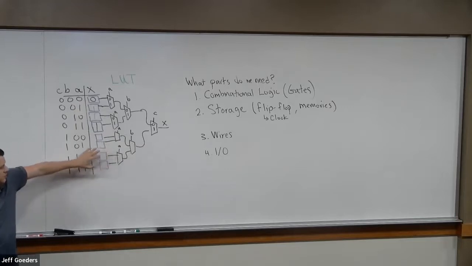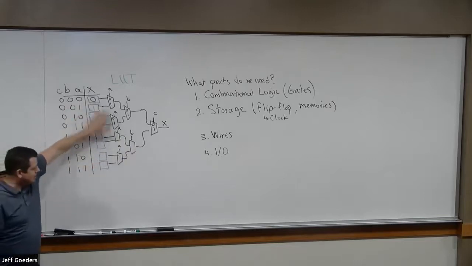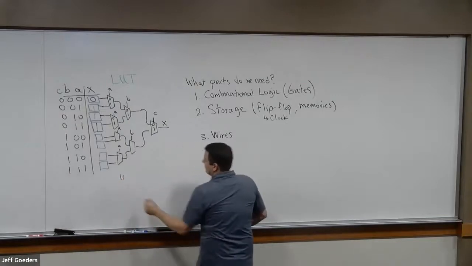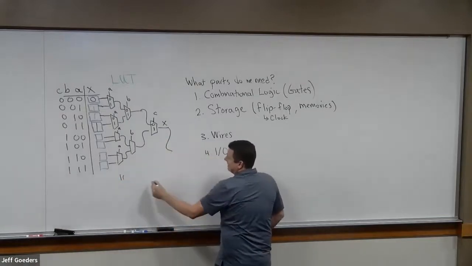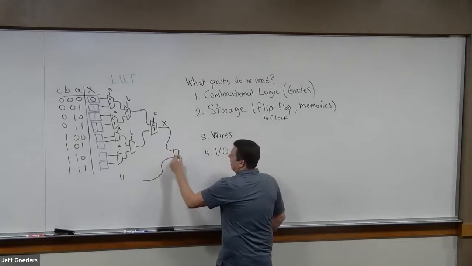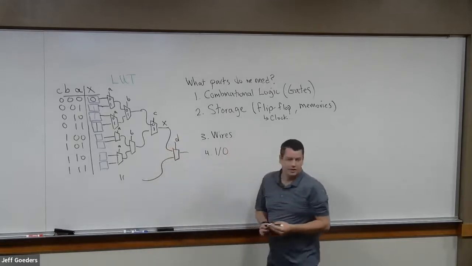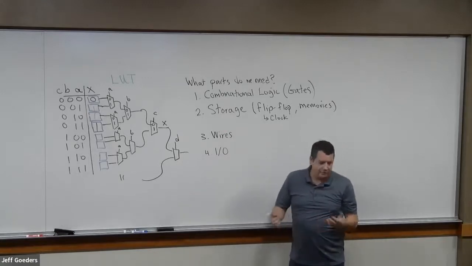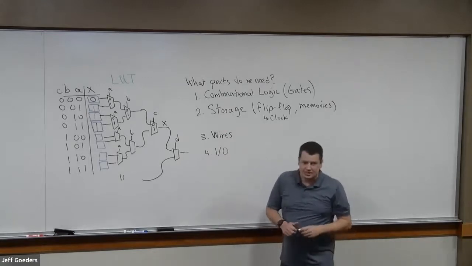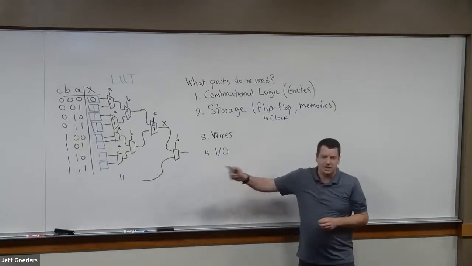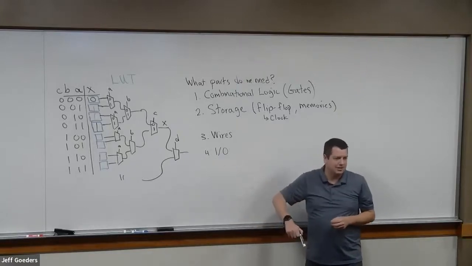So what if I wanted to make a 4-input lookup table? I could double this whole structure again, copying it, and add another mux, and this would be D coming in here. On FPGAs today, there are 6-input logic functions. So after this doubling, I'd have to double it again and then double it again.